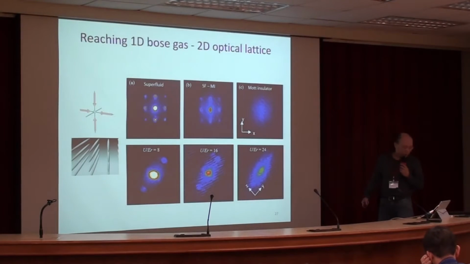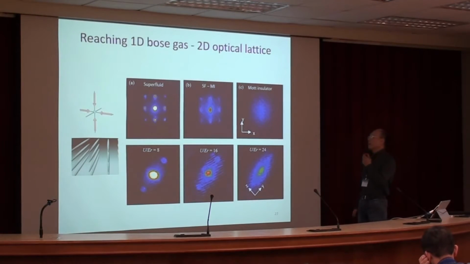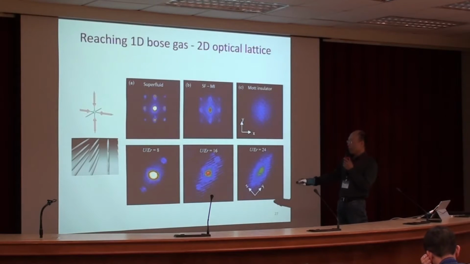And second, we further load the condensate into a 2D optical lattice, which creates a 2D array of 1D tubes. And this just shows that while increasing the lattice depth, we can go from superfluid to insulator state. This is imaged along this direction, where you have a 2D lattice, and this image is from the side, where you see the 1D case.